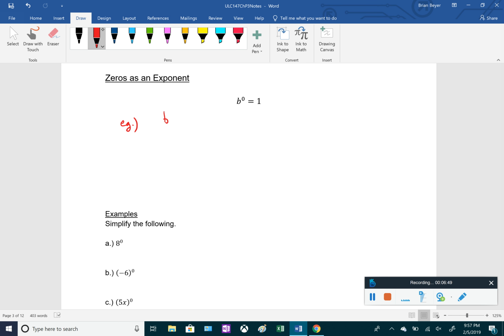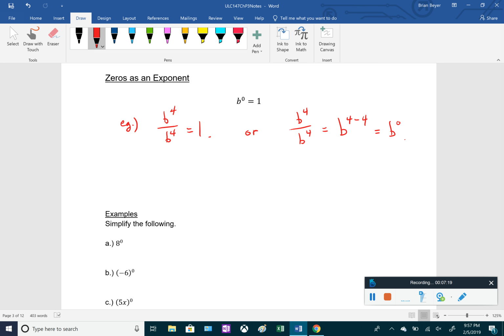Let's say we have b to the 4th divided by b to the 4th. We know that this equals 1, right? Because they cancel each other out. Or what we could have said is b to the 4th over b to the 4th, based on the quotient rule, is b to the 4 minus 4, subtracting the exponents, which is b to the 0.